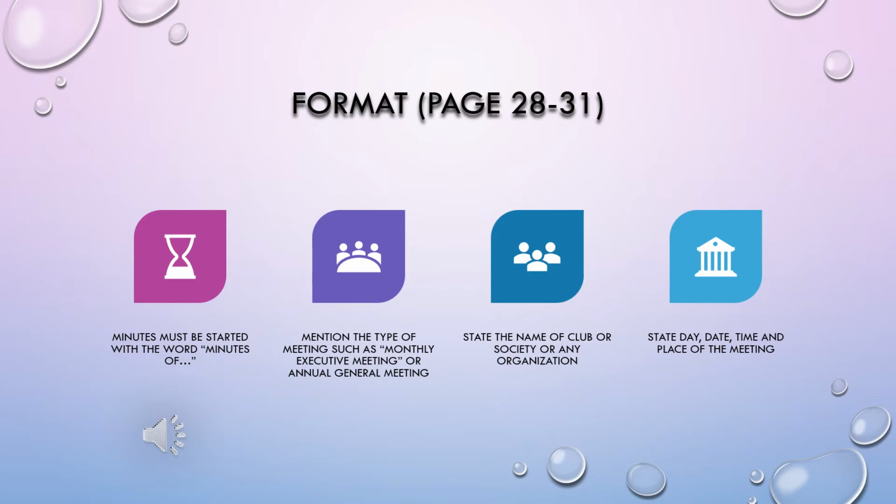Then it is followed by the type of meeting, whether it's a monthly executive meeting, or an annual general meeting, or an inaugural general meeting, and so on. Then you must state specifically the name of the club or organization that held the meeting. After that, you must specifically state the day, date, time, and place of the meeting. You can look at how all this information is arranged in the minute.